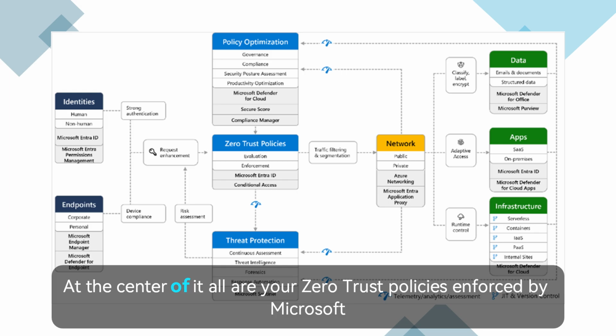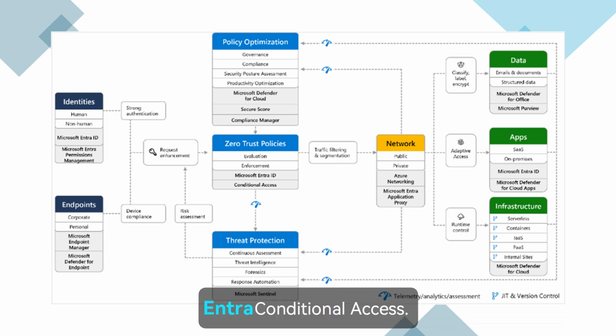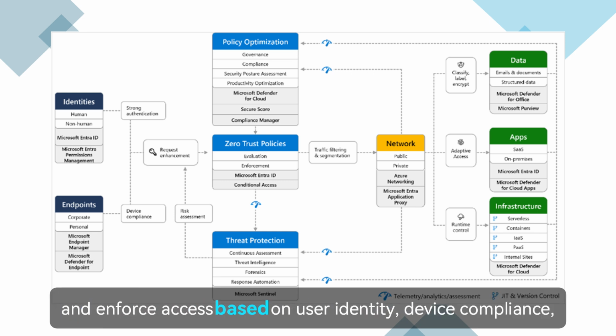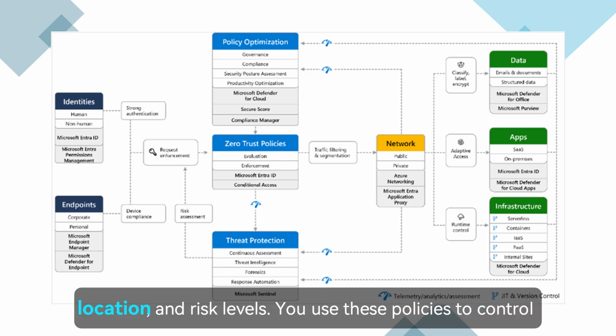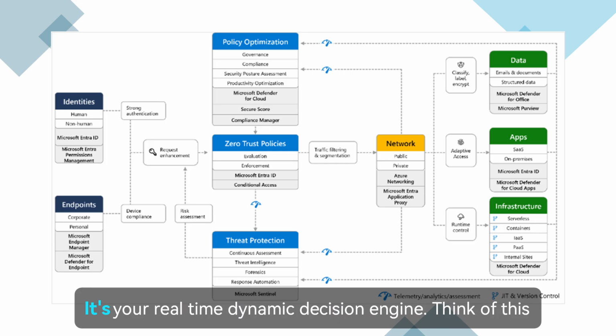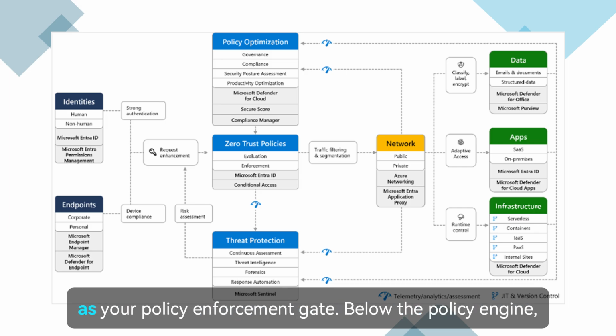At the center of it all are your zero trust policies, enforced by Microsoft Entra Conditional Access. This is where you define rules that evaluate and enforce access based on user identity, device compliance, location, and risk levels. You use these policies to control who gets access to what and when. It's your real-time, dynamic decision engine. Think of this as your policy enforcement gate.